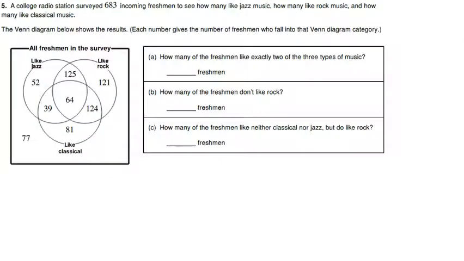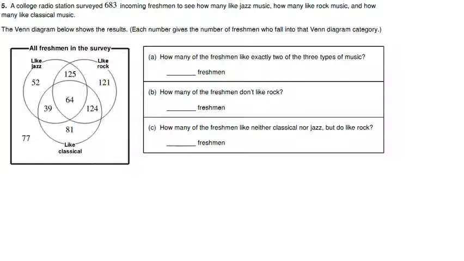Stop the video, work it out, etc. Now in this particular Venn diagram, we are now working with three sets. People that like jazz, people that like rock, people that like classical music. So each region represents a particular subset of these three sets.